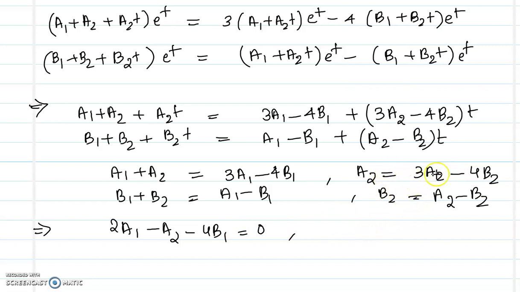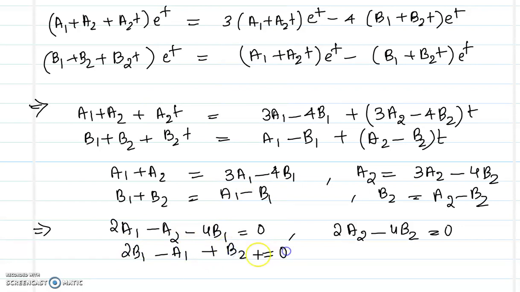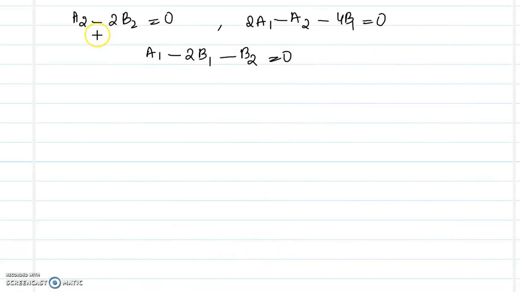and here we will have 2a2 minus 4b2 equal to 0, and this equation will give 2b1 minus a1 plus b2 equal to 0. The equations are a2 minus 2b2 equal to 0, then 2a1 minus a2 minus 4b1 equal to 0, a1 minus 2b1 minus b2 equal to 0.